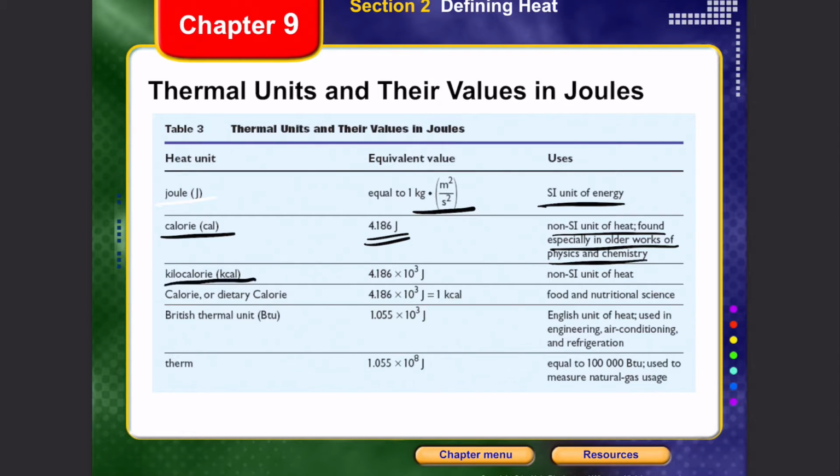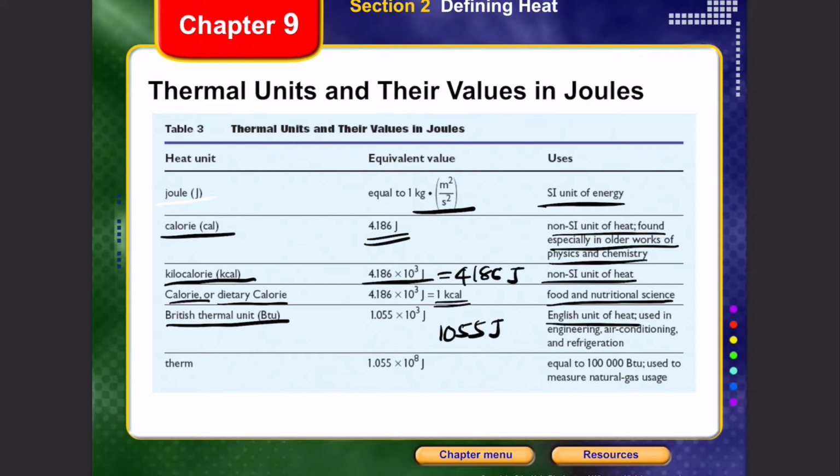You have the kilocalorie, which is 4186 joules, also a non-SI unit of heat. You have the dietary Calorie, which is also equal to 1 kilocalorie, used as food and nutritional information. You have the BTU, the British thermal unit, which is about 1055 joules, an English unit of heat generally used in engineering, air conditioning, and refrigeration.